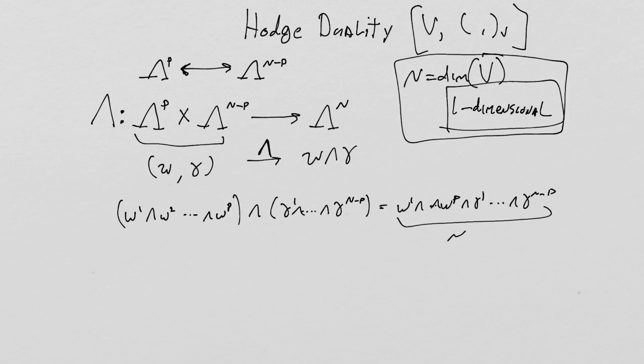You break it down into a simple p form wedged with a simple n minus p form, and remember, everything's linear in this. So if I can show it for a simple p form and a simple n minus p form, I know it's true for a general p form, which is a sum of things that look like this, and a sum of n minus p forms which look like that. It's just linear. This wedge, we know, is linear, and that's really important.